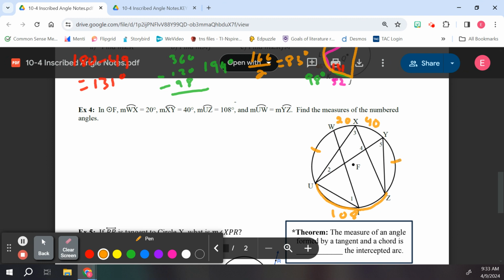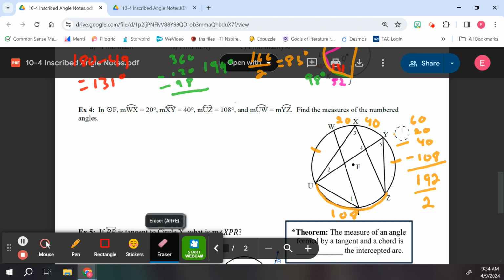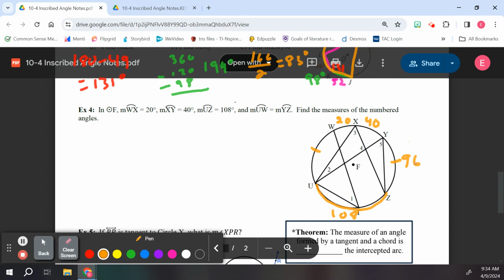All right, so before I do that, I want to find these two arcs, so I have everything I need before I move on. Okay. So in this case, I'm going to take 360, I'm going to subtract 20, I'm going to subtract 40, and I'm going to subtract 108. This leaves me with a total of 192 degrees, and since both these arcs are congruent, I'm going to divide them by 2, leaving me with each arc being 96. I'm going to erase this because we just got a little too cluttered. So I have 96 here, 96 here.